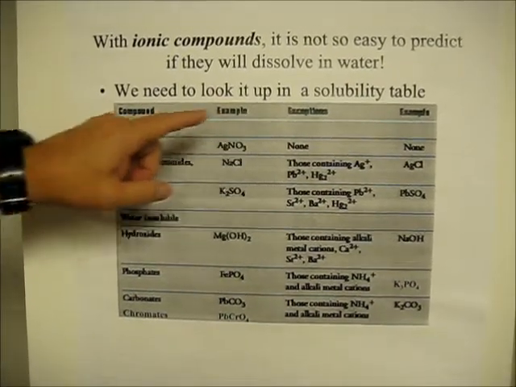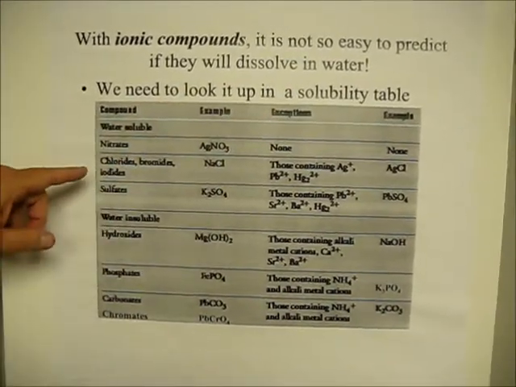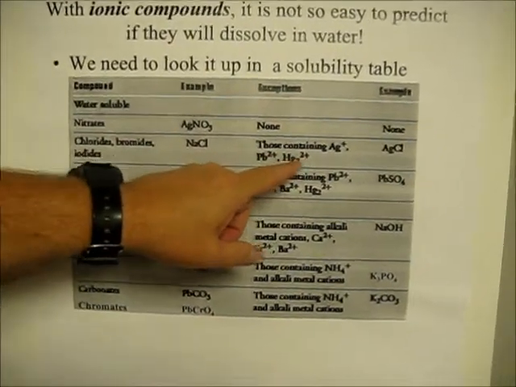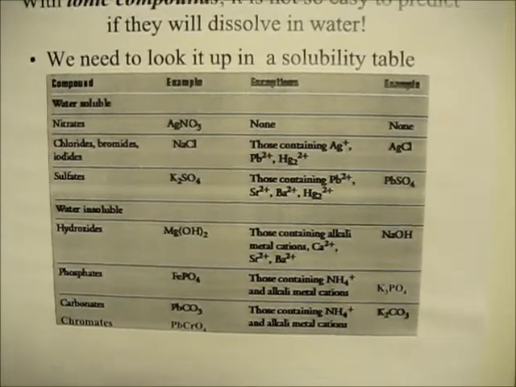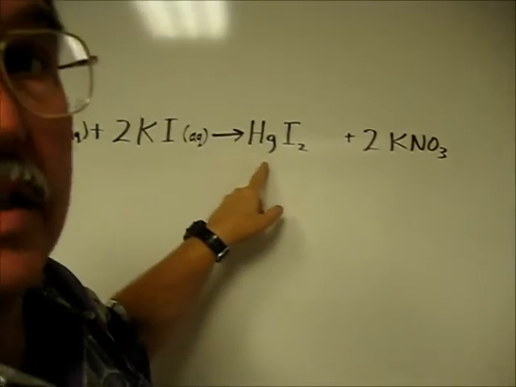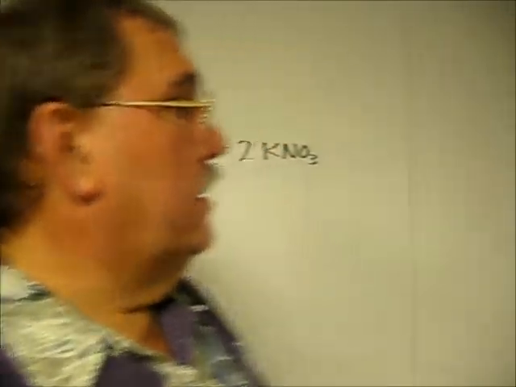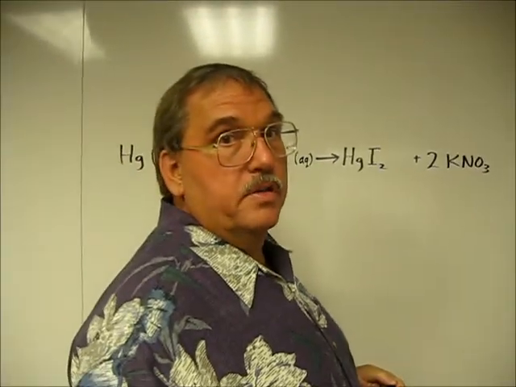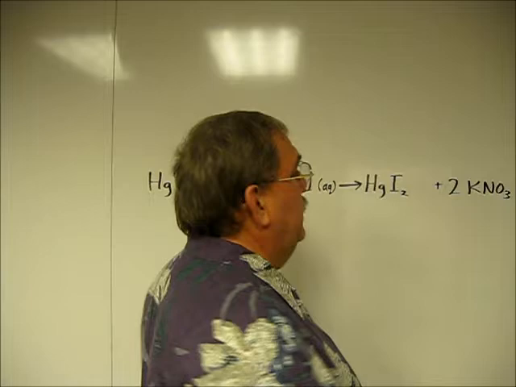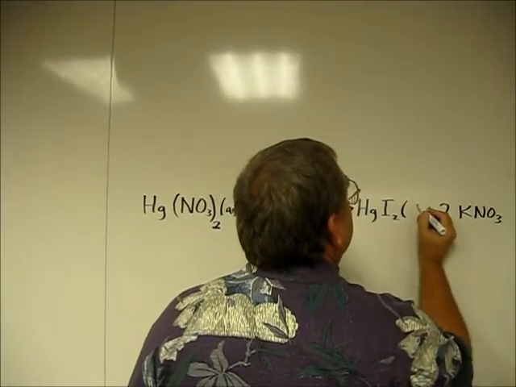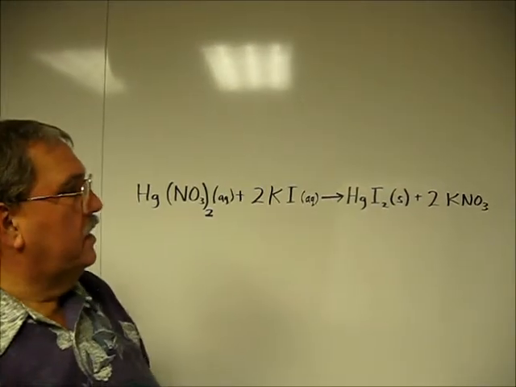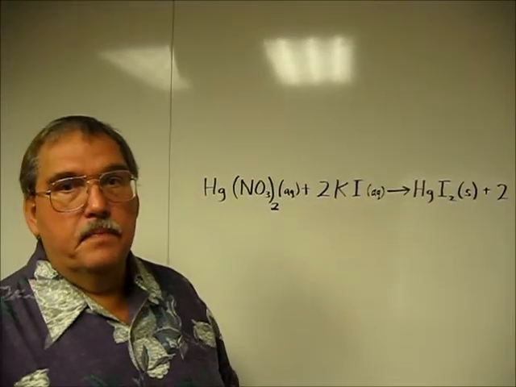However, we want to look for any known exceptions to that rule. With respect to the iodides, exceptions would be compounds containing silver, lead, or mercury. Well, in this case, it is coupled with mercury, so it is an exception. So that would be water insoluble. In other words, it would form a solid or a precipitate. So to express the state, we simply put in parentheses after the compound an S for solid.